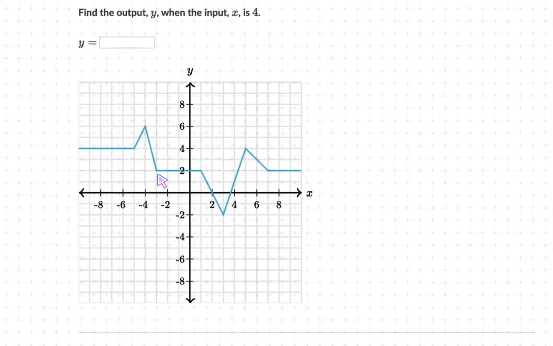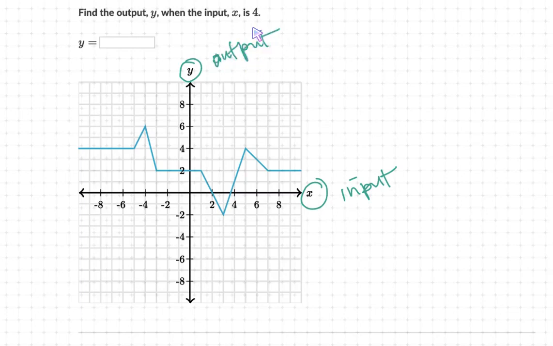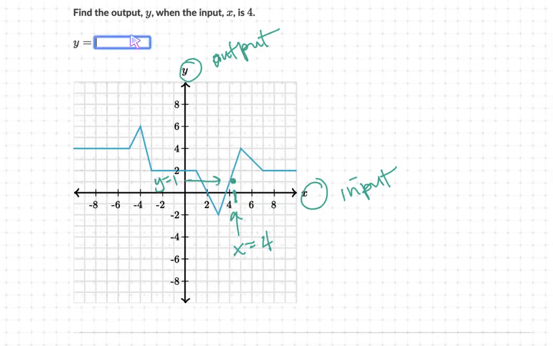Go ahead and pause the video and try this one on your own. All right, so again, this is my input and this is my output, x and y. So the input is 4, so that's going to be found on my x-axis right here. That's my x equals 4, and it looks like it hits the line at this point where y equals 1. So when I input 4, I'm going to get an output of 1. You should have gotten 1.